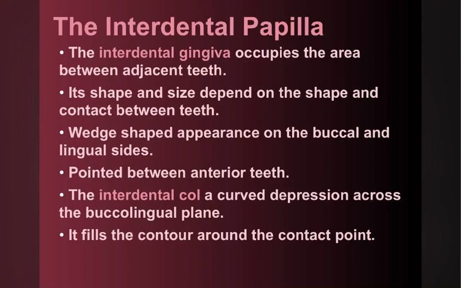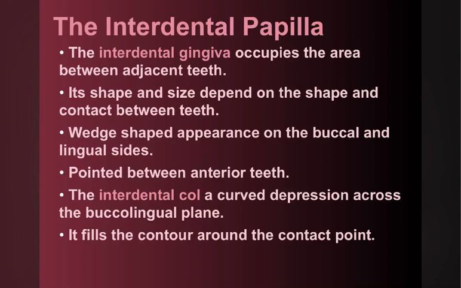Wedge-shaped appearance on the buccal and the lingual sides. So it's basically triangular in shape, buccally and lingually. It's pointed between anterior teeth because the buccolingual dimension is smaller in anterior teeth as compared to posterior teeth.